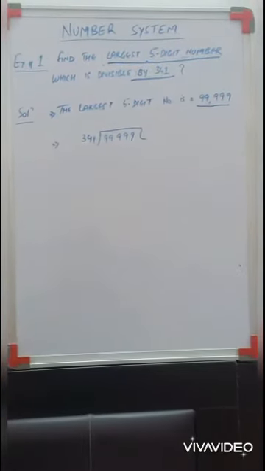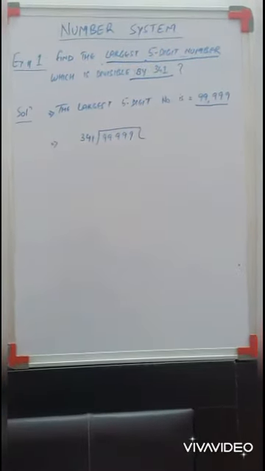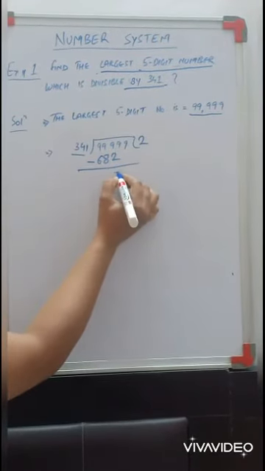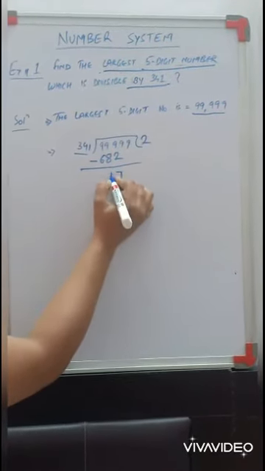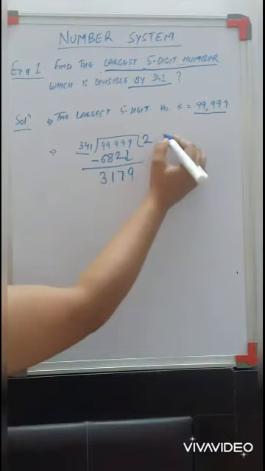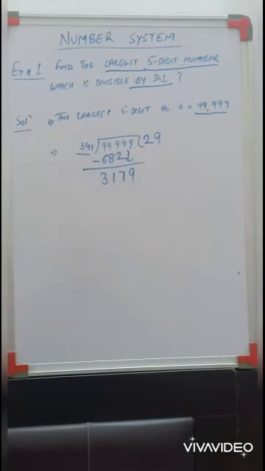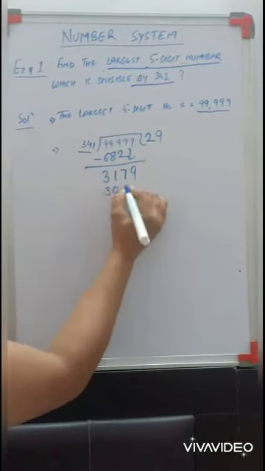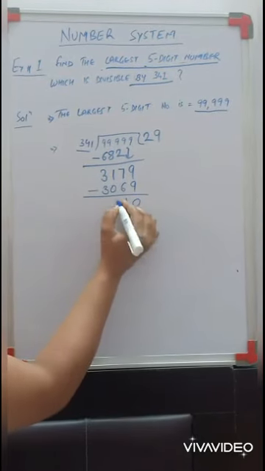So how will we start? We will start by dividing by 341. First 2 times, it becomes 682. Next we need to subtract: 9 minus 2 is 7, then 1 and then 3. Carry down 9, then 9 times 341 is 3069. Again subtraction: 9 minus 9 is 0, 7 minus 6 is 1, and then 1.